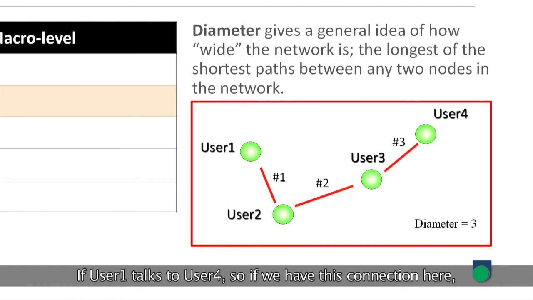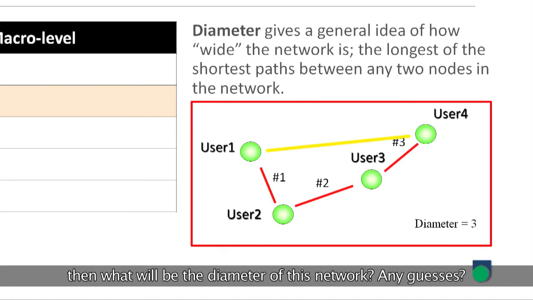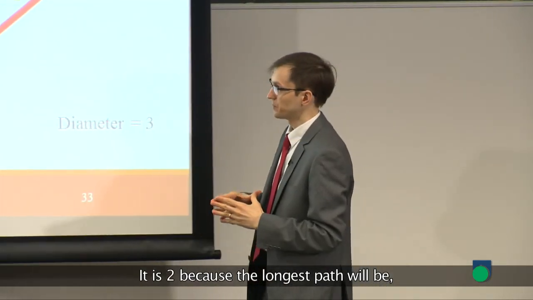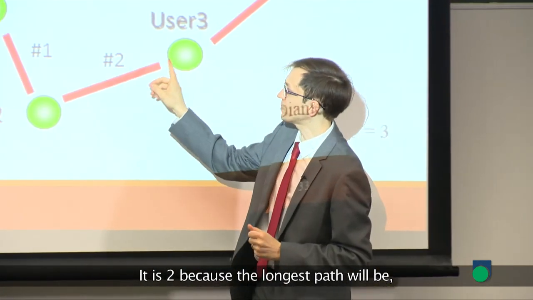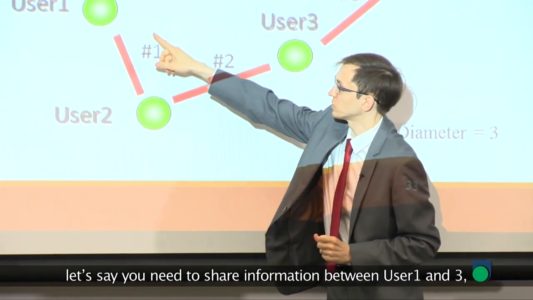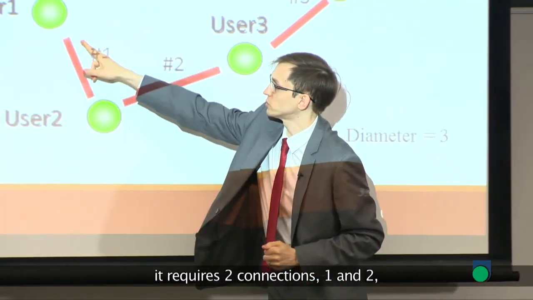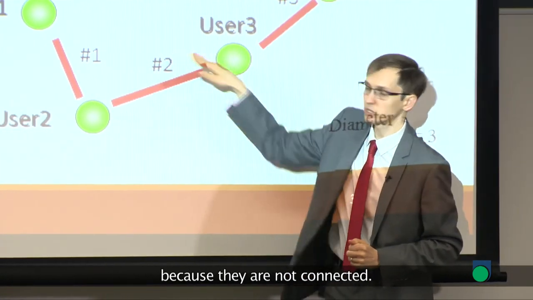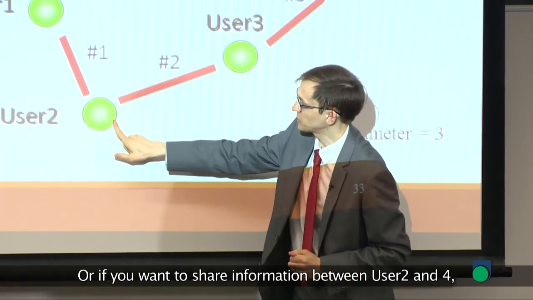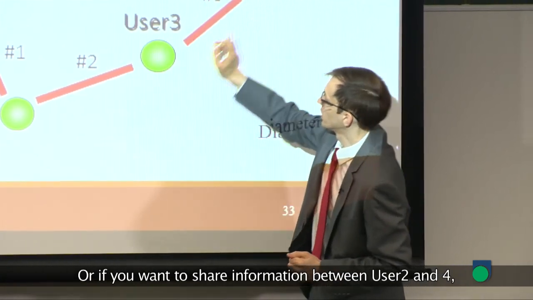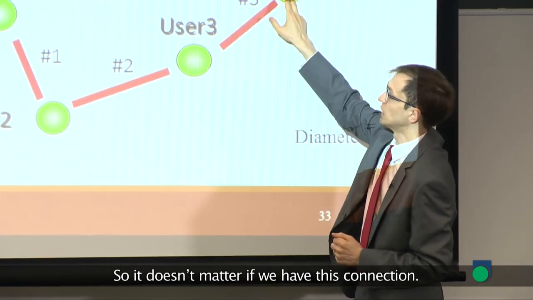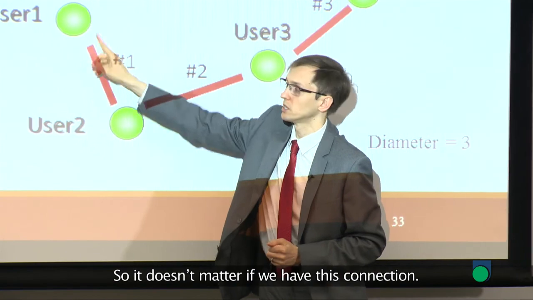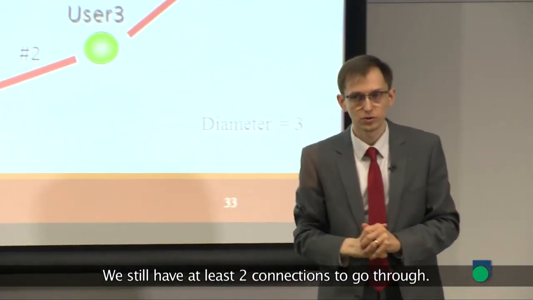If user 1 talks to user 4, so if we have this connection here, then what would be the diameter of this network? Any guesses? It is 2. Because the longest path will be, let's say, you need to share information between user 1 and 3. It requires 2 connections, 1 and 2, because they're not connected. Or if you want to share information between user 2 and 4, it also requires 2 connections. So it doesn't matter if we have this connection. We still have at least 2 connections to go through. So the diameter will be 2.